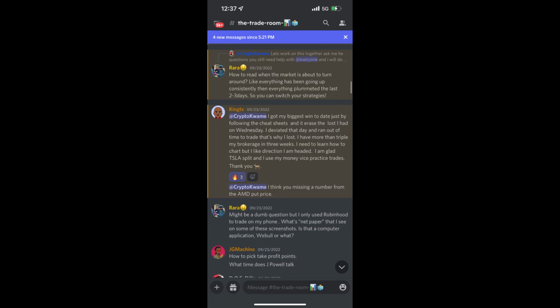How to pick a take profit point. The take profit point up is the next resistance level. The take profit point on the bottom is the next support level on the way down.